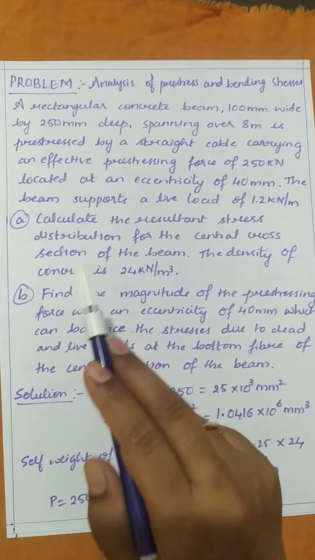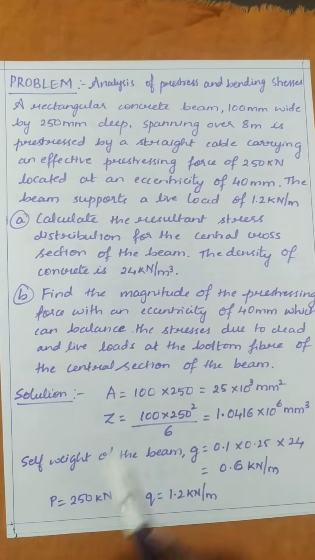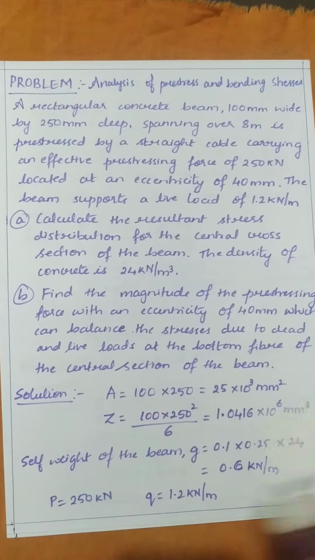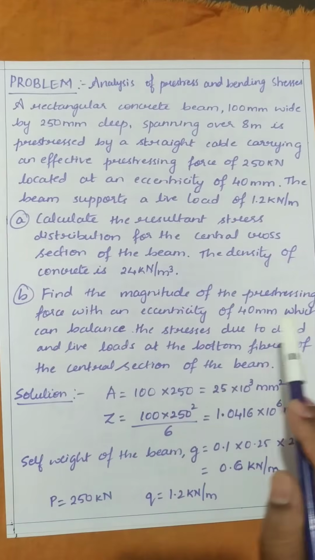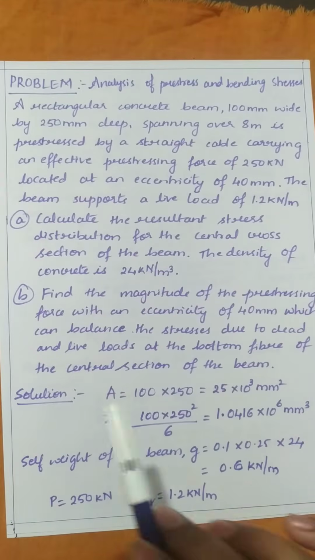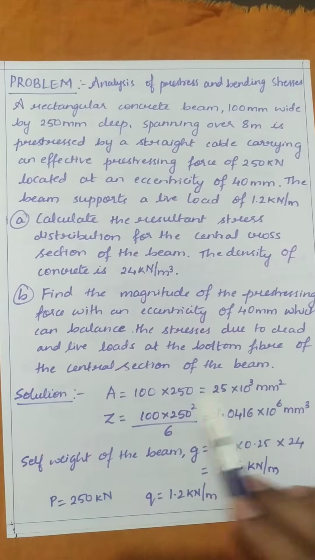First, they have asked us to calculate the resultant stress distribution for the central cross section of the beam, and the density of concrete is given as 24 kN per meter cube. Second, they have asked us to find the magnitude of pre-stressing force with an eccentricity of 40 mm, which can balance the stresses due to dead and live loads at the bottom fiber of the central section of the beam.